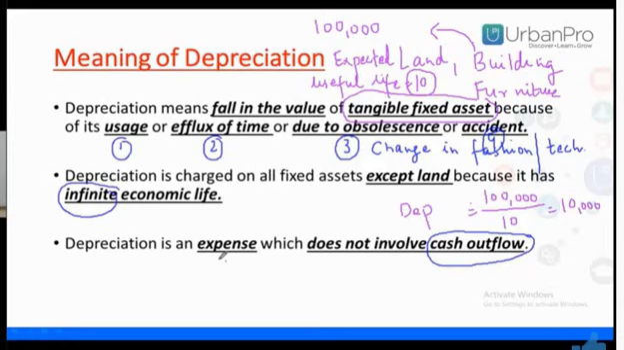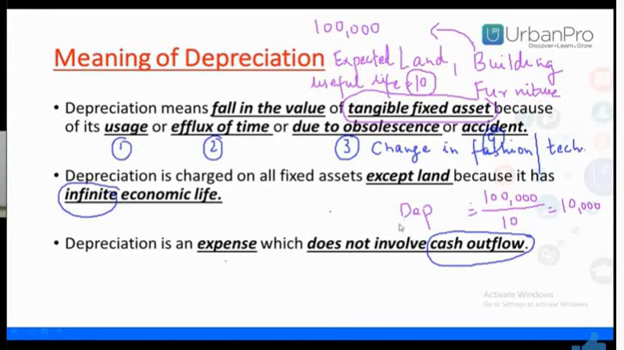And for example, if we are paying the rent to the landlord, then there will be a cash outflow. Okay, but in case of depreciation, we do not pay any amount to any third person. He is not coming to our office and asking for the amount of depreciation. That's why we say depreciation is an expense which does not involve the cash outflow. I hope you got that. So now let's move to other slides. I hope you understood the meaning of depreciation.